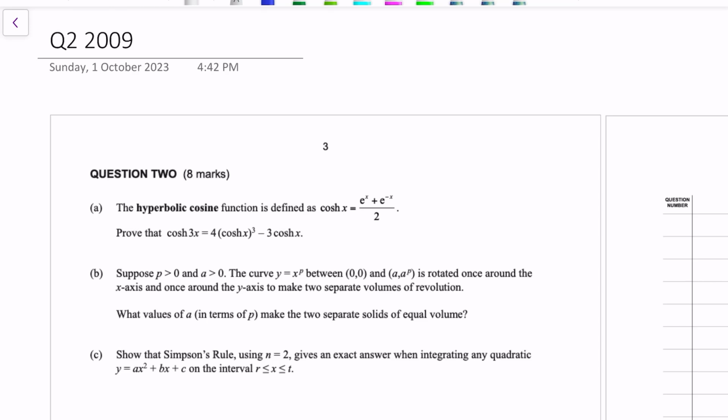Kia ora and welcome to question 2 of the 2009 School Calc exam. Again, 3 parts to this question. The first one, another trig identity kind of proof. 2b, something to do with volumes of revolution. And 2c, a proof involving Simpson's rule, which is a numerical method taught in NCEA integration. Usually appears as an achieved question, so quite uncommon for something like that to feature in School Calc.